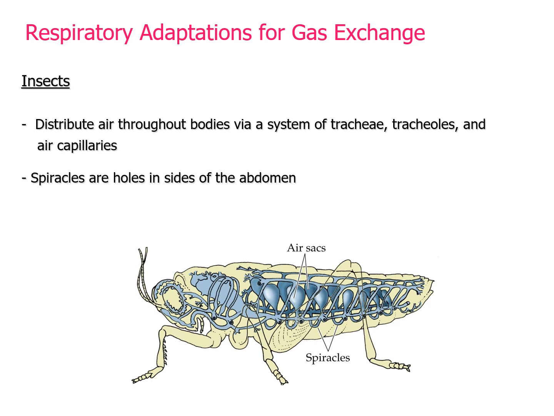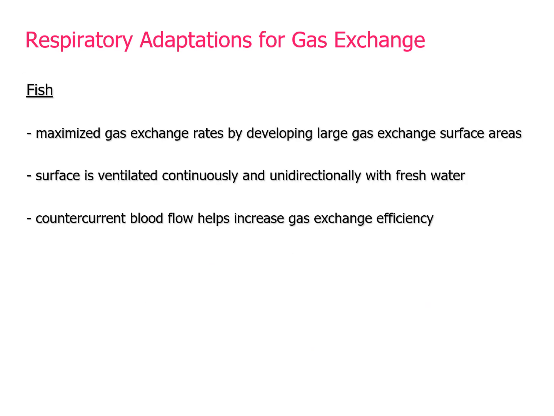Here you see a diagram showing the structure in an insect. These spiracles are holes along the side wall of the organism that distribute air throughout the body. In fish, you have maximization of gas exchange by developing a large surface area, and that is the gills. The surface is constantly ventilated or perfused by water, in a unidirectional manner.